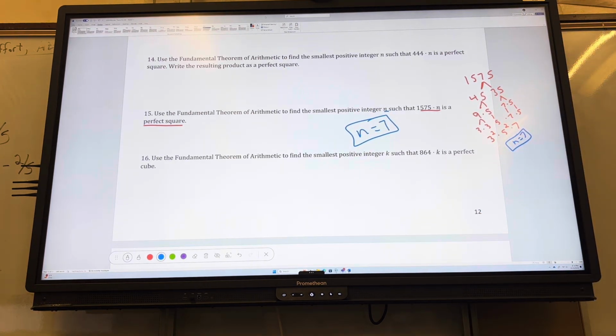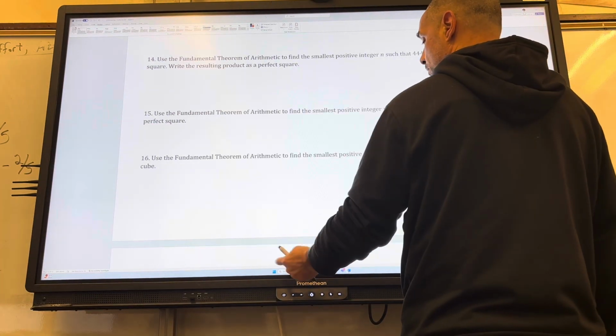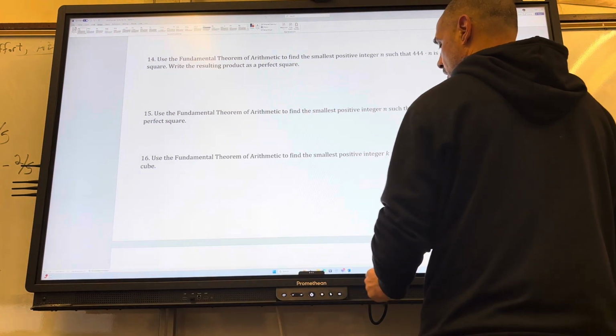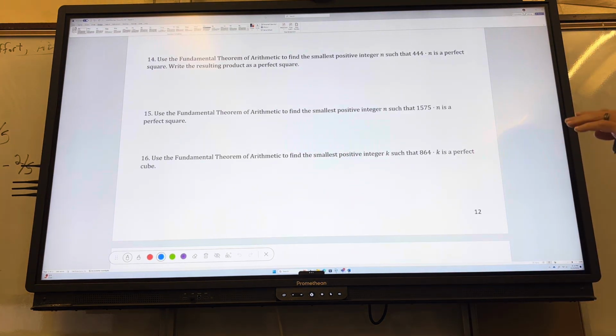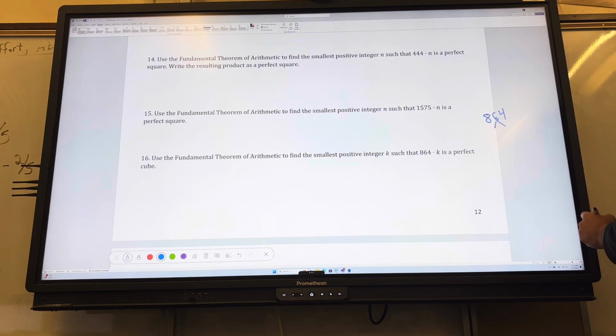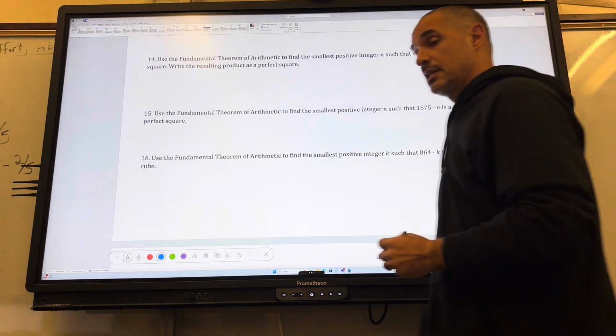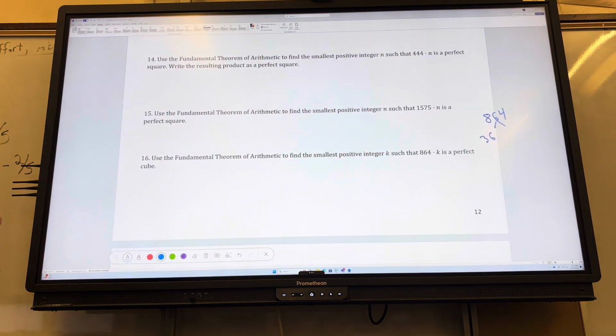Number 16, use the fundamental theorem of arithmetic to find the smallest positive integer k such that 864k is a perfect cube. So remember, when we're dealing with perfect cubes, we're trying to find the prime factorization, and they have to have an exponent of 3. So we do 864, and we're just breaking it down. 8 plus 6 is 14. So 9 goes into it. And it looks like 4 goes into it. So this should be divisible by 36, since 9 and 4 both go into this.